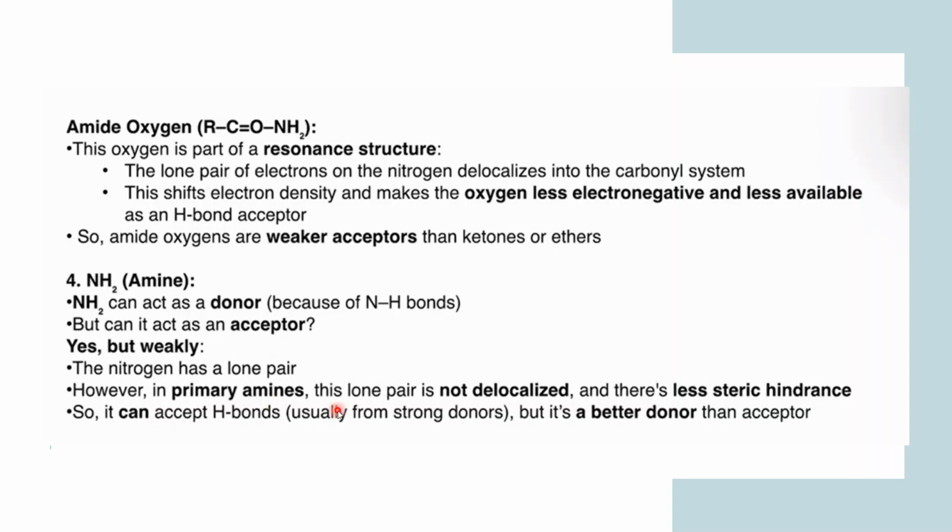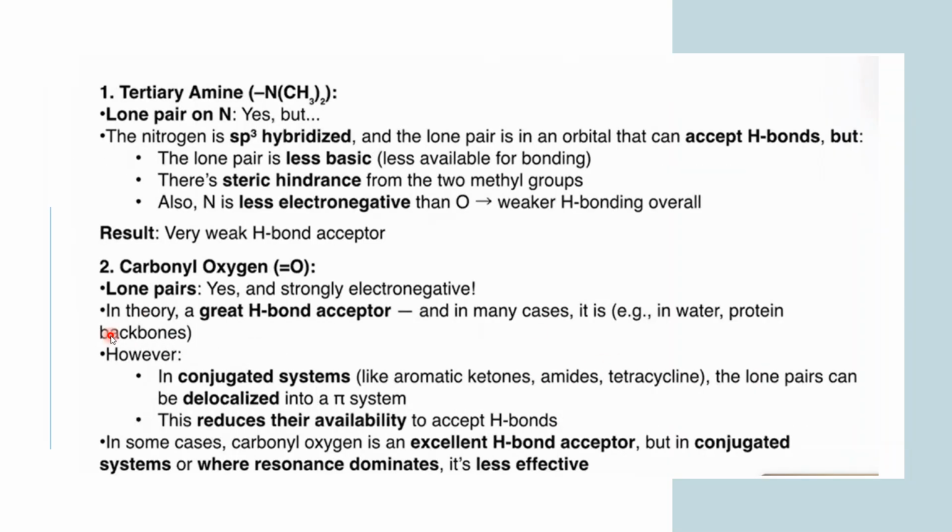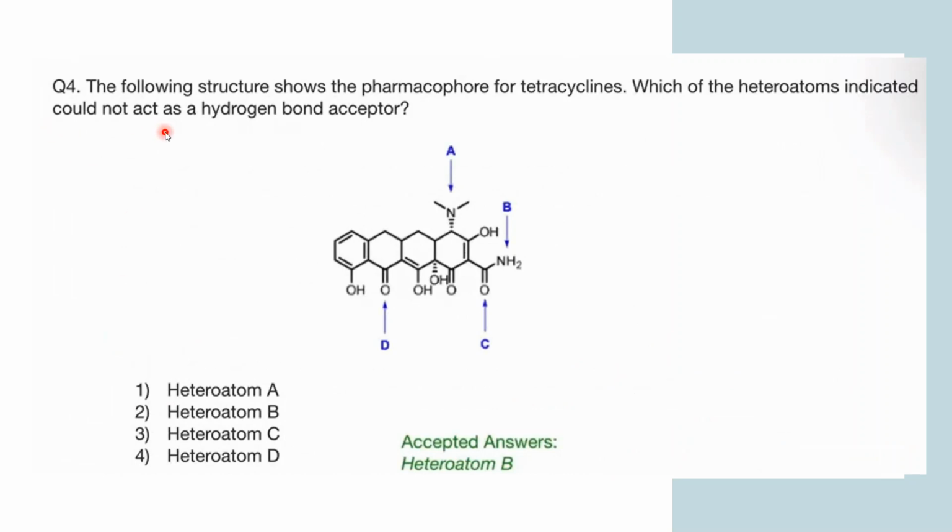However, in primary amines, the lone pair is not delocalized and there is less steric hindrance. So it can accept a hydrogen bond, but it is a better donor than acceptor. It can accept a hydrogen bond, but it is a very good hydrogen bond donor rather than acceptor. So that is why we have concluded that this amine does not act as a hydrogen bond acceptor. Instead, it will act as a hydrogen bond donor. It will donate these hydrogens to another hydrogen bond acceptor molecule.